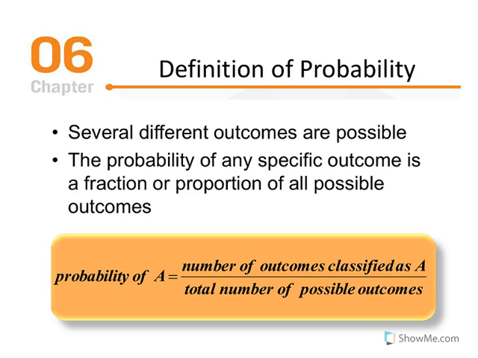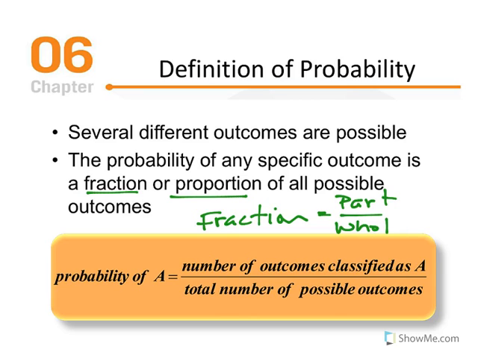So let's talk about the definition of probability. I began the lecture with this idea that most of us interpret probability as the chance of something occurring. And we understand that there are several different outcomes possible. The probability of any specific outcome is a fraction, right, a part or proportion of all the possible outcomes. So again, I had written fraction to be equivalent to the part of the whole, right?